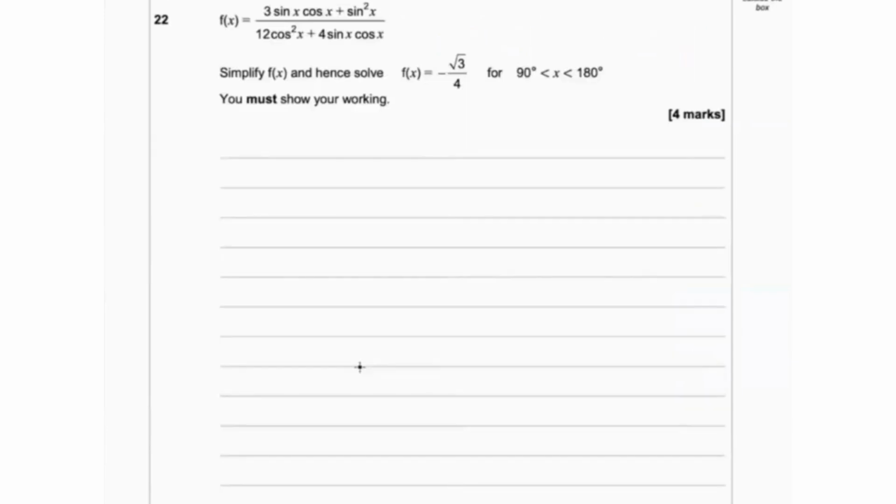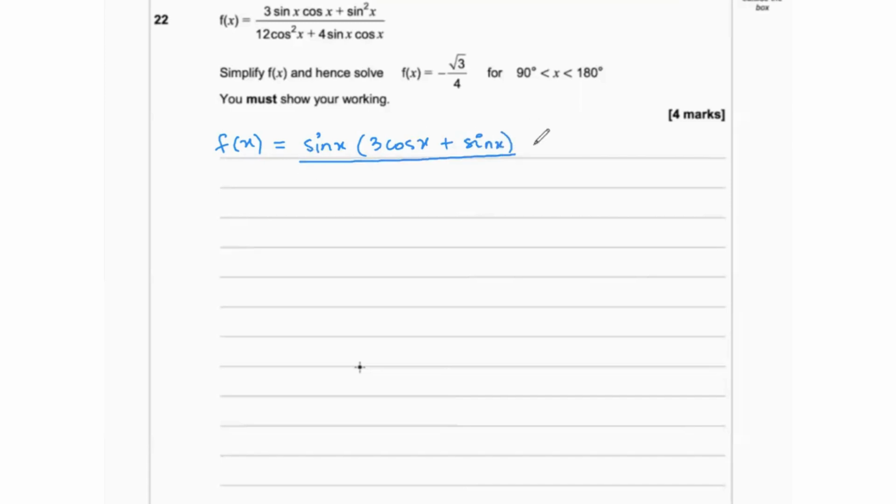Then for this question, we have a trigonometric function, and they want us to simplify f of x and hence solve f of x equals negative root 3 over 4 for the values of x between 90 degrees and 180 degrees. You must show your working. So for this, if you look at the numerator, we can see that sine x is common. And the denominator, we have cos x common. So let's factorize it first. So sine x bracket 3 cos x plus sine x.